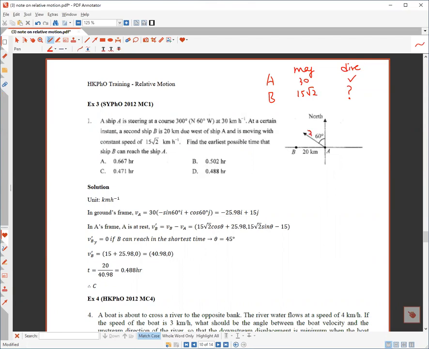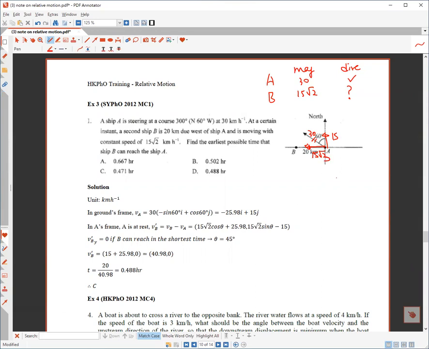So this velocity is 30. This velocity, we don't know where it points. Of course, it can't point in this direction, otherwise the time will not be shortest. So it must point in some direction, something like this. Let's have a look at how to decompose the 30. So this is 30 cosine 60 degrees. That means this is 15, and this is 15 square root 3.